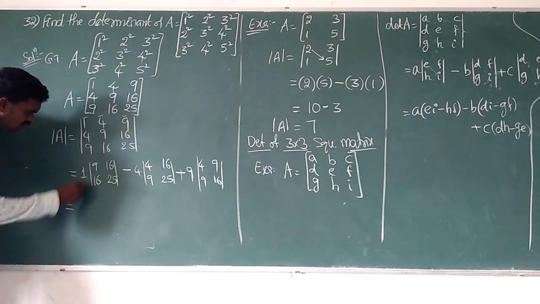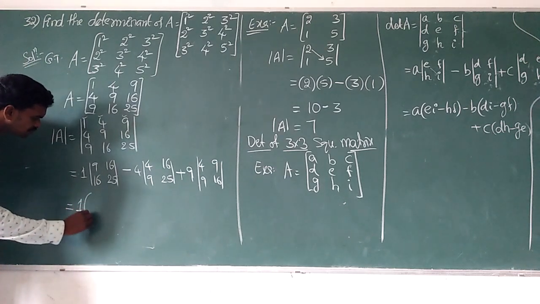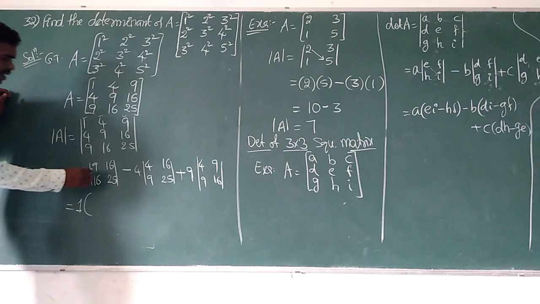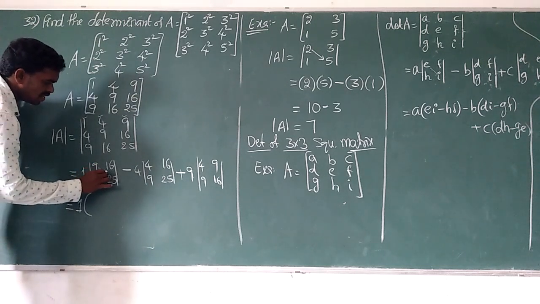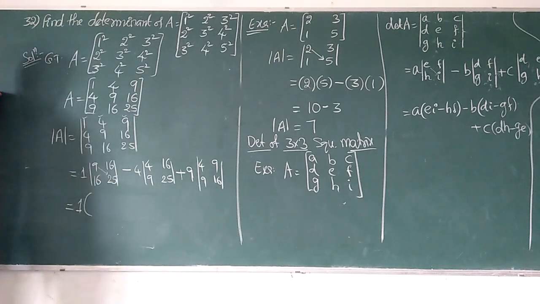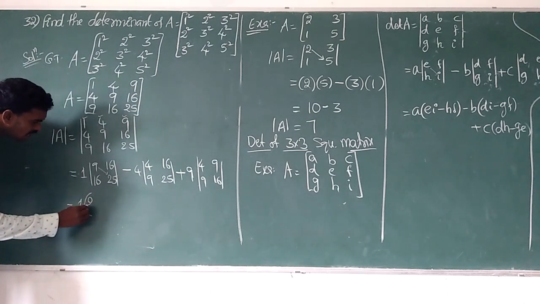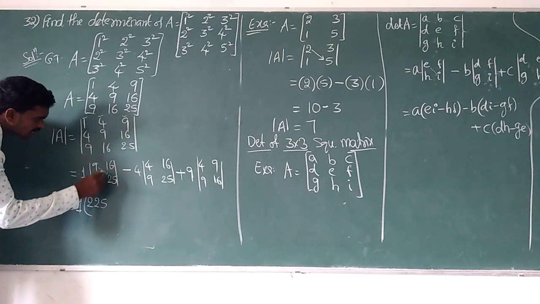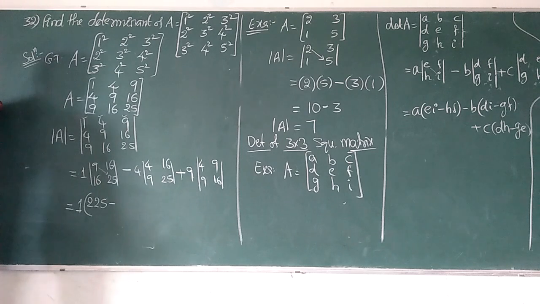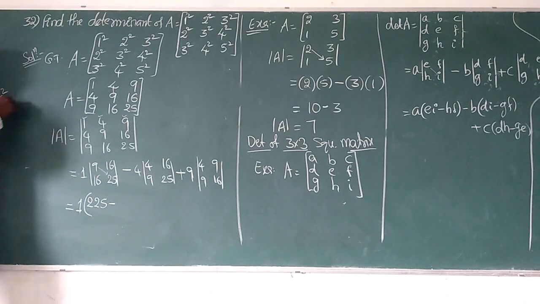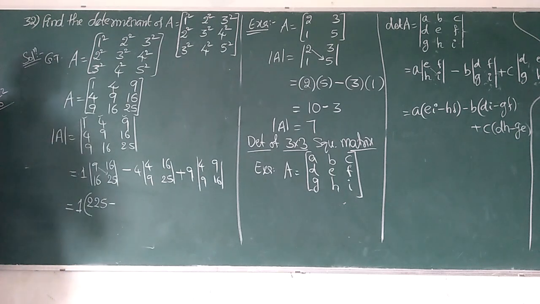And it is equal to 1 into, cross multiplication, 9 into 25. How much? 225. Very good. Next, minus 16 into 16. Now 16 square, directly you have to say. If you know up to 20 squares, you are better in maths. Okay, sir.